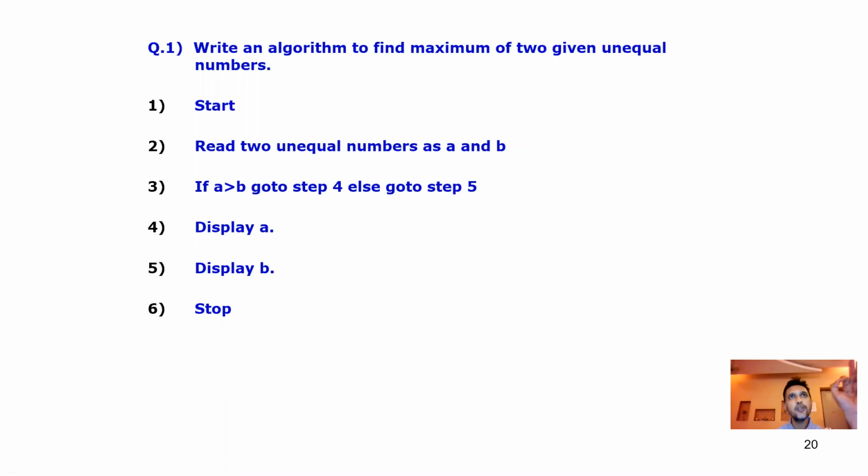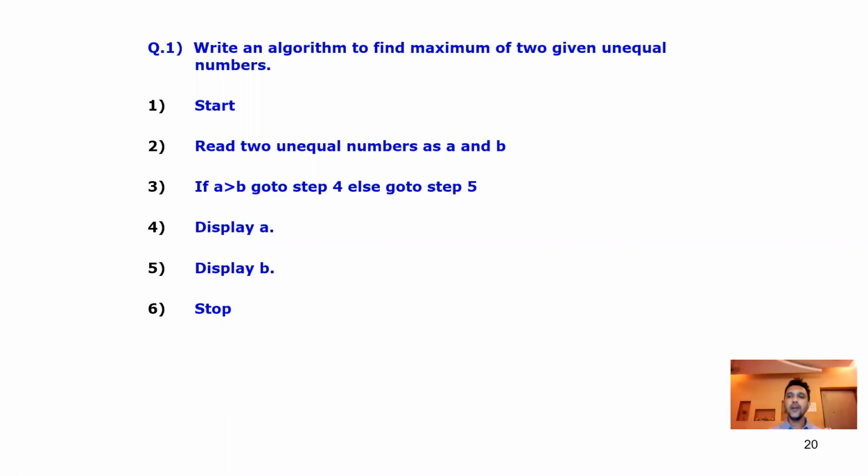Now, I think everybody should tell me what the problem is now. The problem over here is that after displaying A, logically step number 5 will execute. So step number 5 will also display B, which is the second value, 5. So the problem occurs in this algorithm if A is greater than B. If A is greater than B, then our algorithm is displaying both A as well as B, and this is the mistake in our algorithm.